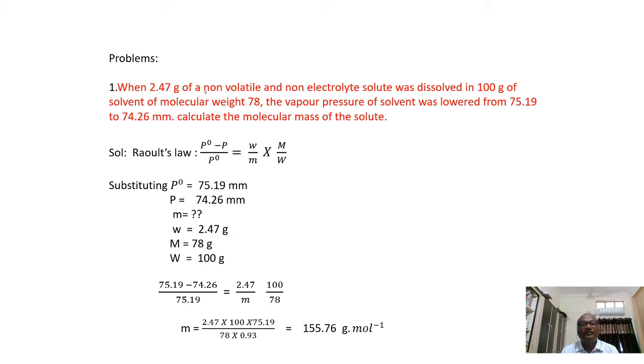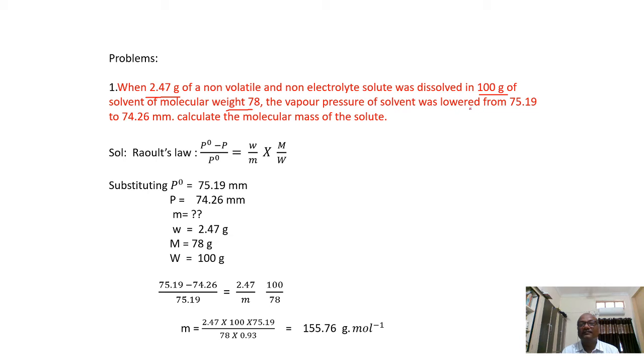So what is the weight of the non-volatile solute dissolved in the solution? It is 2.47 grams. And you remember it is a non-electrolyte as well as non-volatile, because it will not undergo any association or dissociation. The weight of solute is 2.47 grams, the weight of solvent is 100 grams, and the molecular weight of solvent is given, it is 78.